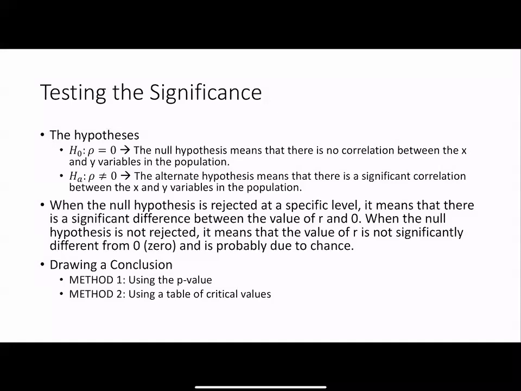Now, drawing a conclusion, there are 2 different methods. Method 1, using the p-value method, and method 2, using a table of critical values. We're going to use table 2. Table 1, I want to speak about with using the p-value. That way, if you do get it just given to you as a p-value, it might say, draw your conclusion. Here's the p-value. Here's this, and here's that. So let me get to that.